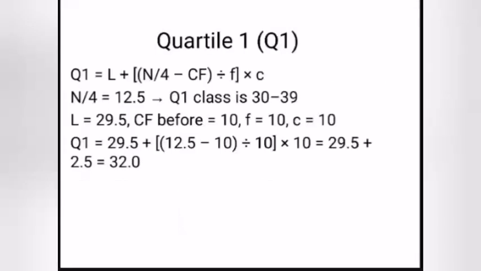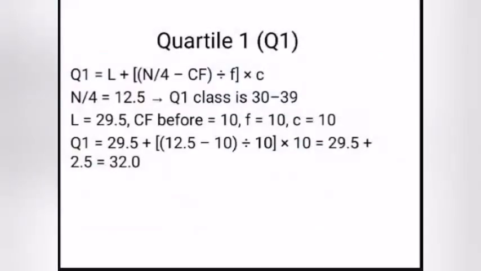Then Q1's formula is L plus N over 4, that's 12.5, minus the cumulative frequency before, that's 10, divided by the frequency of that class, that's 10 as well. Then the class width is 10. So you solve it out: 29.5 plus, work out the bracket first. You have 2.5. When you add it, you have 32 as your answer. So that's for the first quartile.